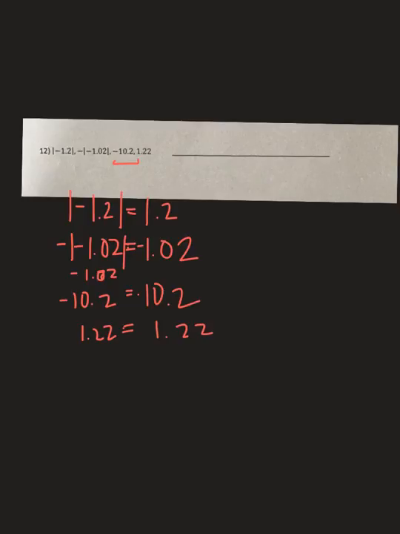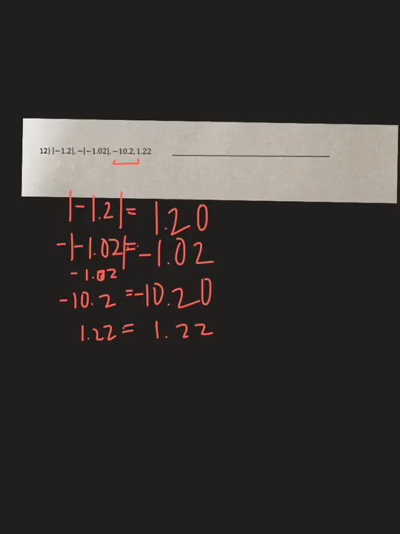I'm going to rewrite it so they're stacked a little bit nicer. Okay, so make sure that when we're comparing them, we have the same amount of numbers behind the decimal place. So I'm going to add a 0 here and here. So they all have 2 numbers behind the decimal place. Okay, so we are going to order them from least to greatest.